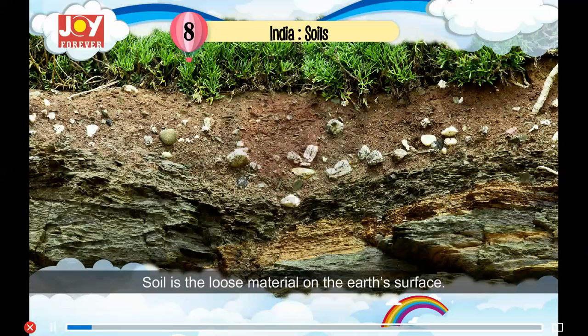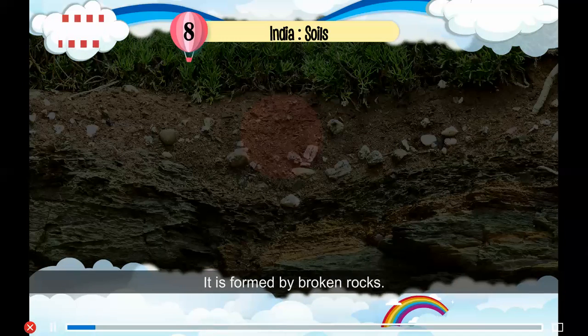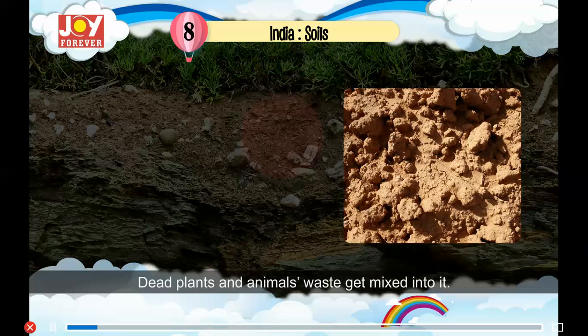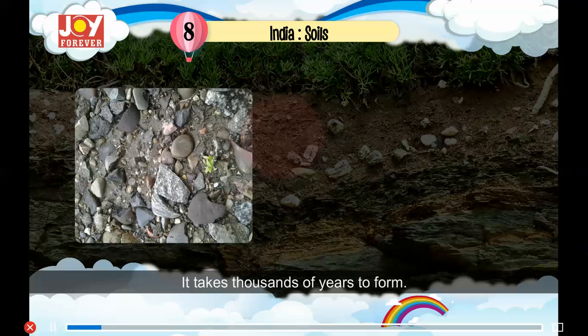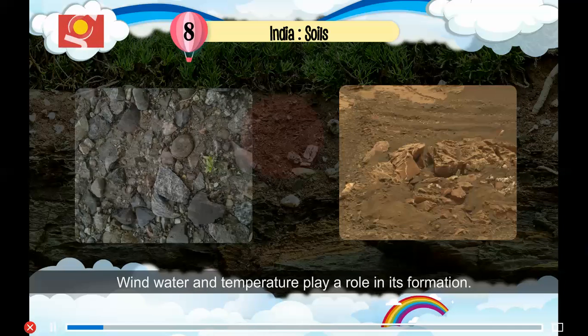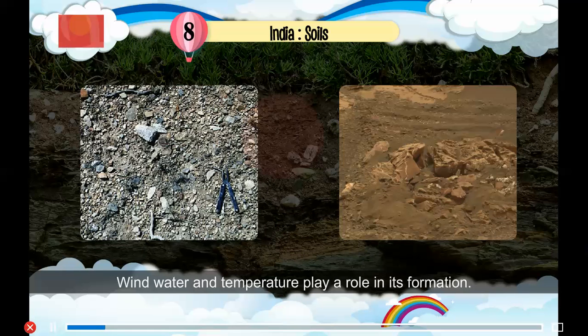Soil is the loose material on the earth's surface. It is formed by broken rocks. Dead plants and animals' waste get mixed into it. It takes thousands of years to form. Wind, water and temperature play a role in its formation.